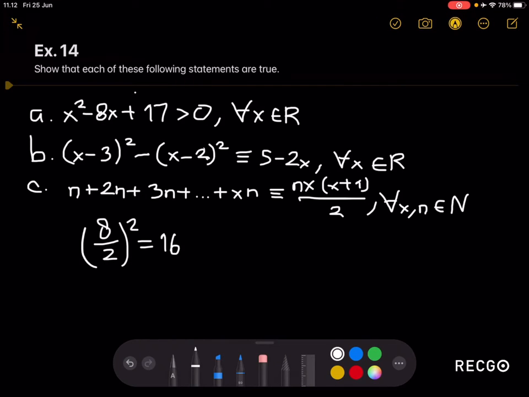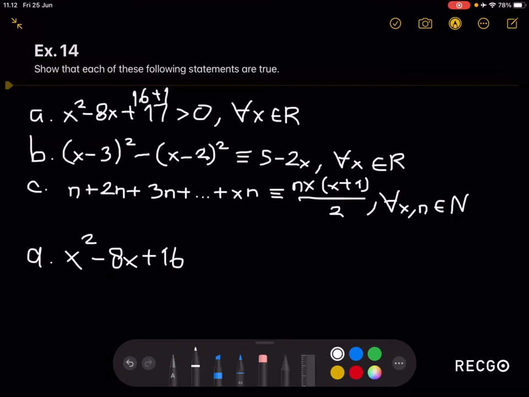And luckily enough, 17 could be split into 16 plus 1, where that 16 will belong to x squared minus 8x. So therefore we have x squared minus 8x plus 16 plus 1. We can express this in a square. We have x minus 4 squared plus 1. Notice that a perfect square is always greater than or equal to 0, and therefore this whole expression is greater than 0, and hence proven.